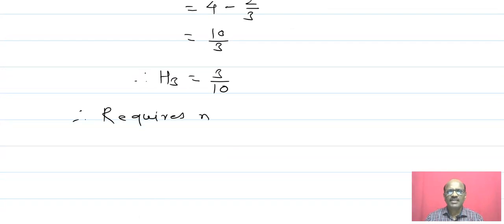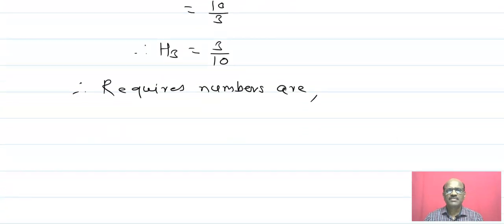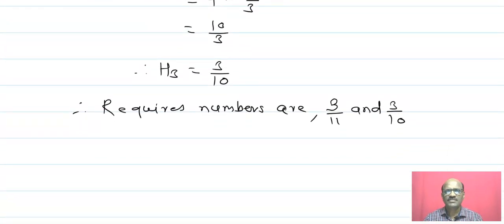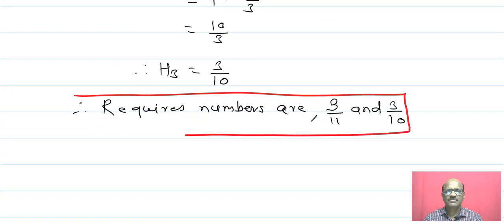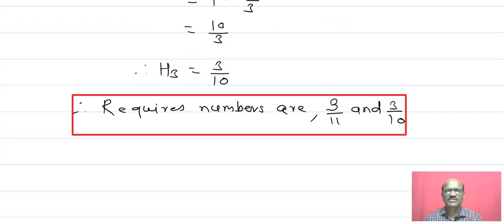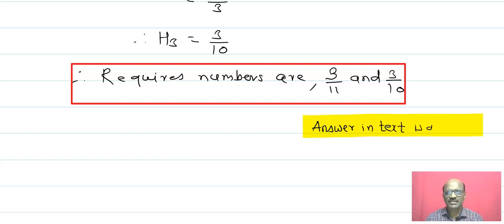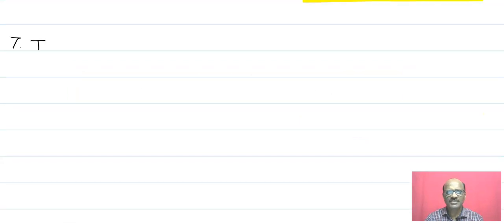Hence the required numbers are 3 upon 11 and 3 upon 10. Now there is a correction in the answer of the textbook, but this is my answer. If we solve this, then you will definitely agree with this answer.